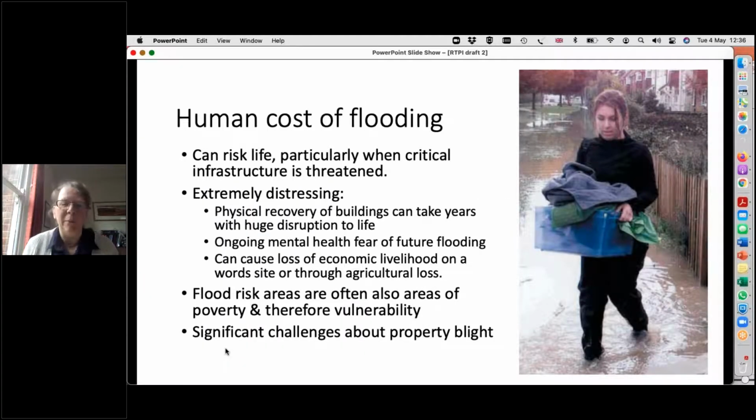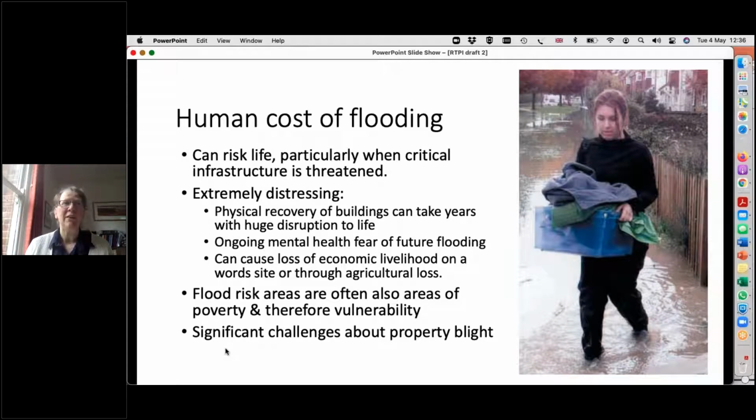And it is a huge problem, actually. So flooding can risk human life, particularly where critical infrastructure is threatened. So if people are without water supply or electricity supply, they're cut off in their properties. Even more minor levels, such as that illustrated in this photograph, are extremely distressing. The physical recovery of buildings can take years because of the extent of redecoration and structural fixing required, and causes obviously huge disruption to life.